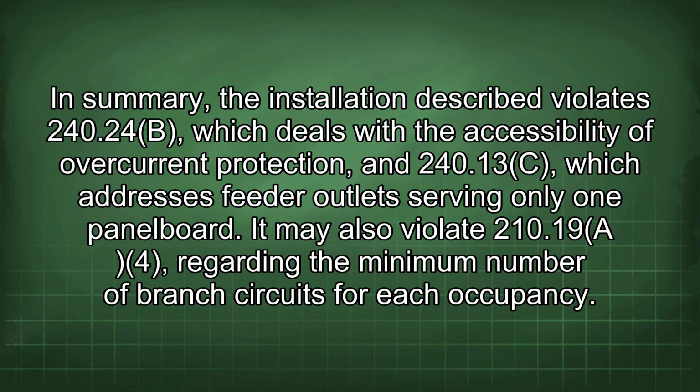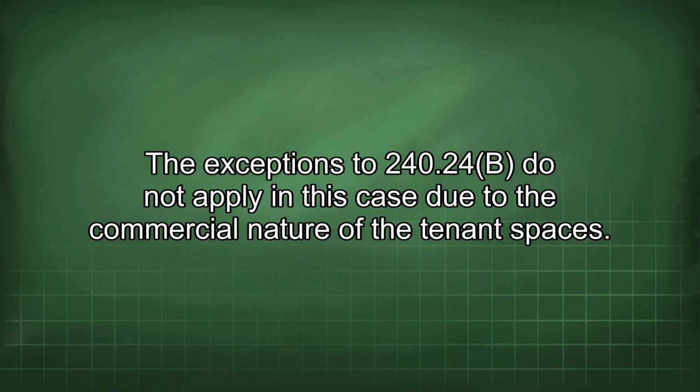In summary, the installation described violates 240.24(B), which deals with the accessibility of overcurrent protection, and 240.13(C), which addresses feeder outlets serving only one panel board. It may also violate 210.19(A), regarding the minimum number of branch circuits for each occupancy. The exceptions to 240.24(B) do not apply in this case due to the commercial nature of the tenant spaces.